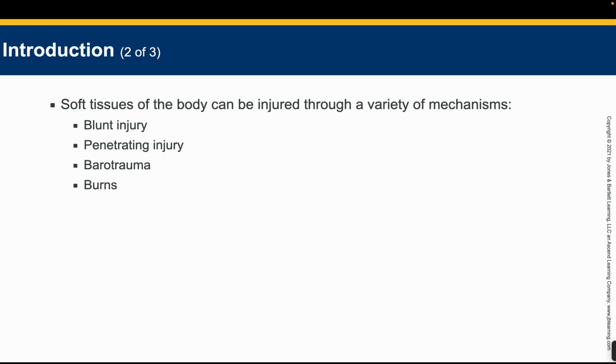Building on that, let's talk about how soft tissue injuries actually happen. Soft tissues can be damaged through a variety of mechanisms, and understanding the mechanism of injury is huge because it helps you predict what's going on beneath the surface. We're looking at a few main categories: blunt injuries, things like falls, car accidents, or getting struck by something; penetrating injuries where something actually breaks through the skin, like a knife or a gunshot wound; barotrauma, which involves pressure changes, not something that we see every day, but still something we should recognize; and then burns. We'll spend a good bit of time on that later.